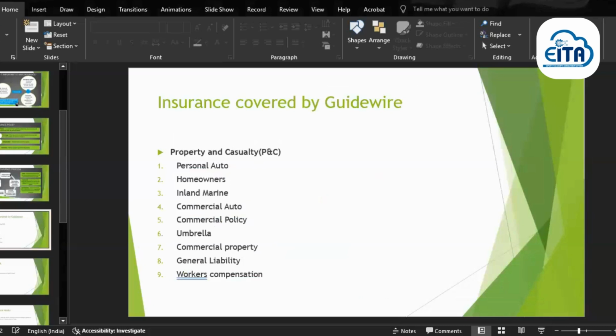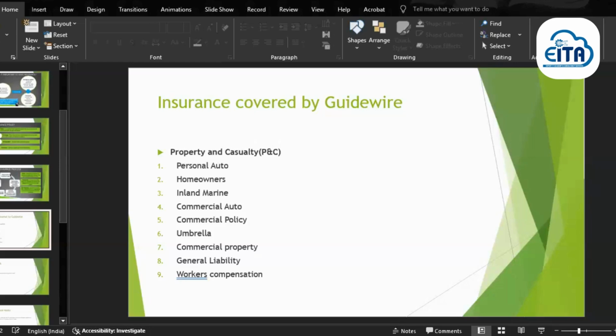These are the insurance lines which are covered in Guidewire. Guidewire only covers property and casualty insurance, and we do not have any health insurance here. Guidewire is planning to release that as well, but not now. Maybe in later releases they can do it. But right now we only have P&C insurance. I'm going to explain all of them.